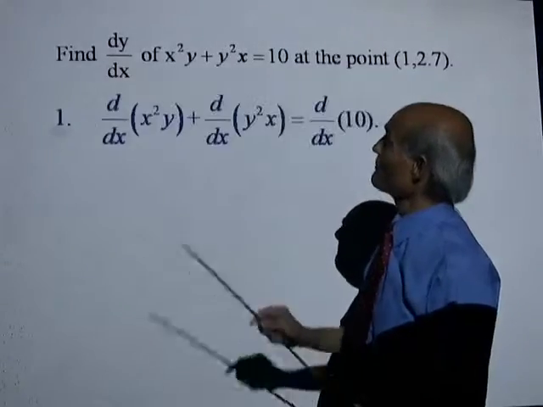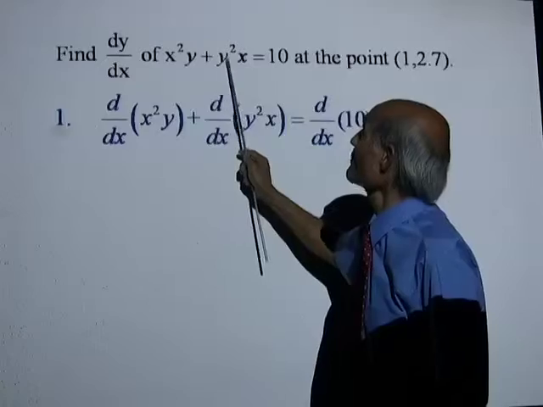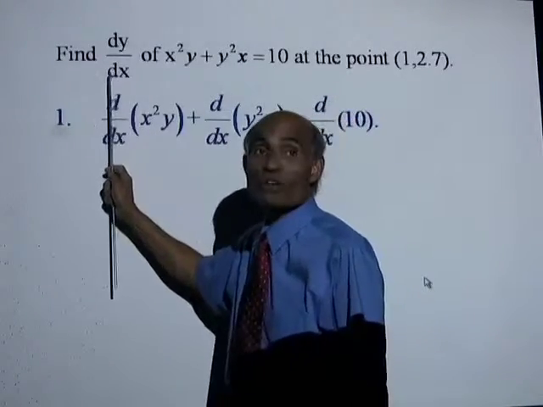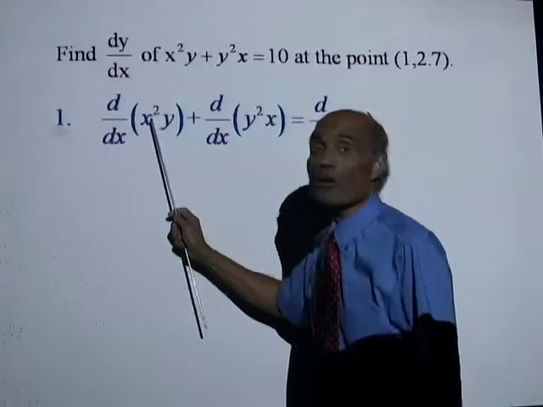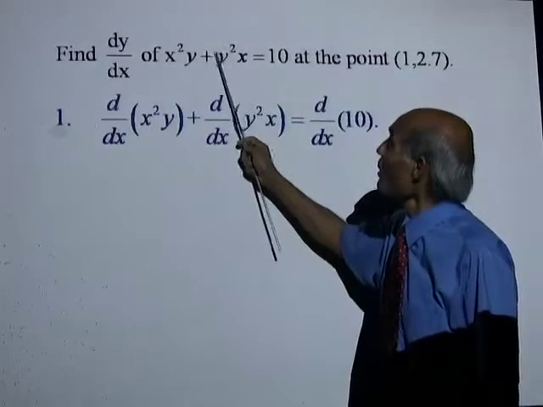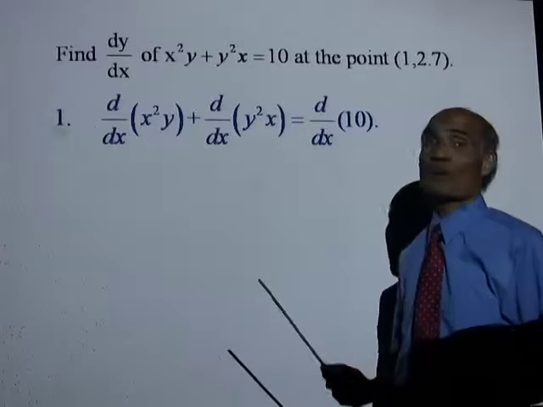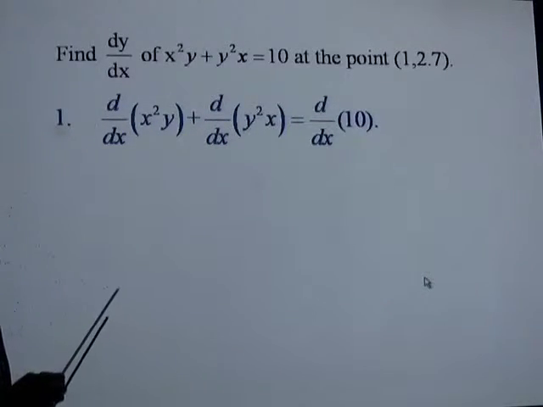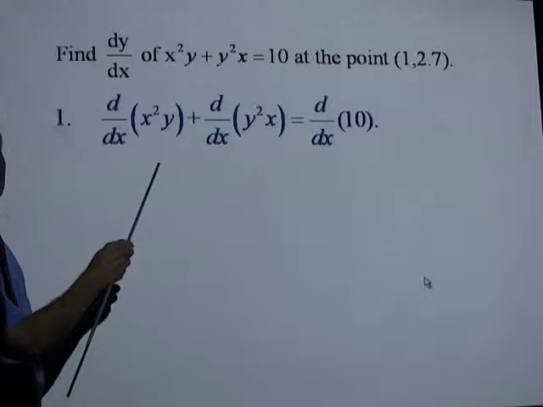Okay, let's do that. In the first step, we find the derivative of each term with respect to x. Why? Because we want dy by dx. That will be d by dx of x squared y plus d by dx of y squared x equal to d by dx of 10. All right, try and do this on your own. You can actually stop the video now and try this on your own.